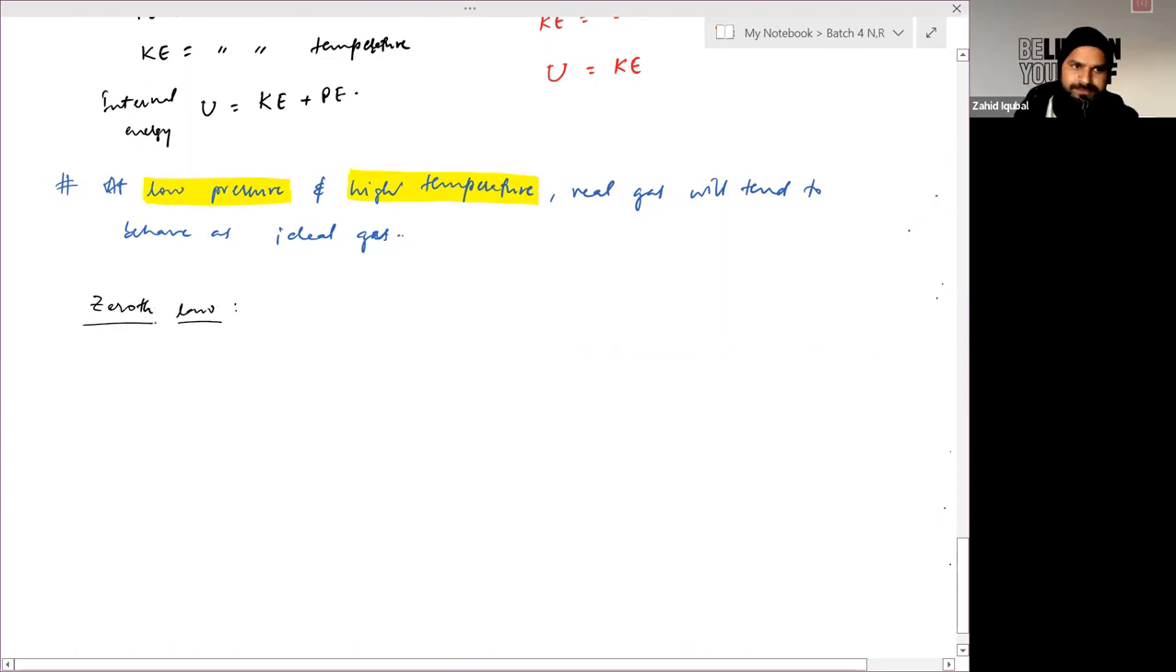Okay, next is zeroth law. Since it is defined after first law and there is no natural number before 1, it is termed as 0. This particular law simply defines the concept of temperature. So if you will be asked which thermodynamical law will define the concept of temperature, you'll say zeroth law.